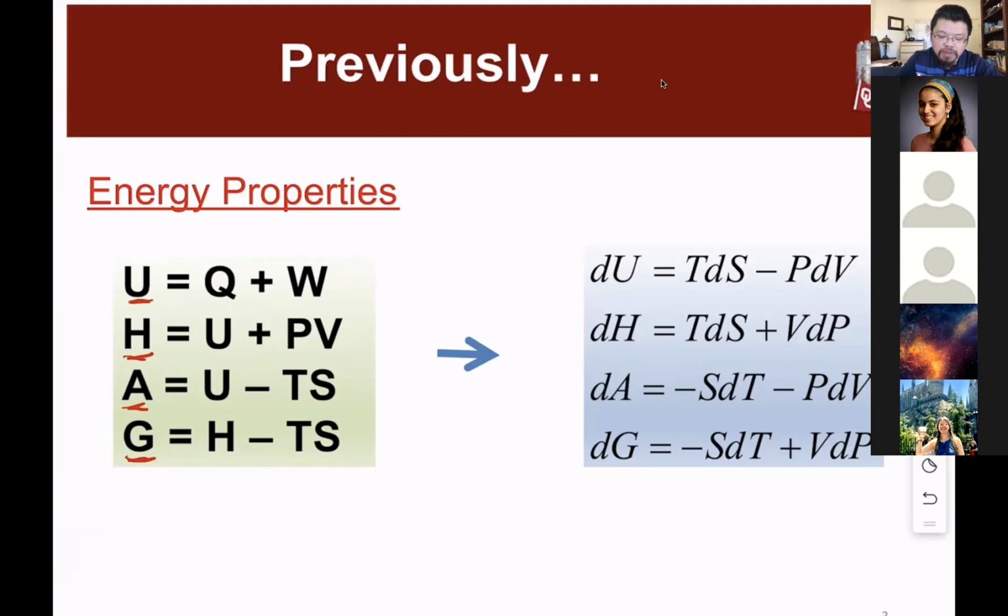We know dU would be, and over there we know this would be TdS. So we derived those equations using reversible processes.